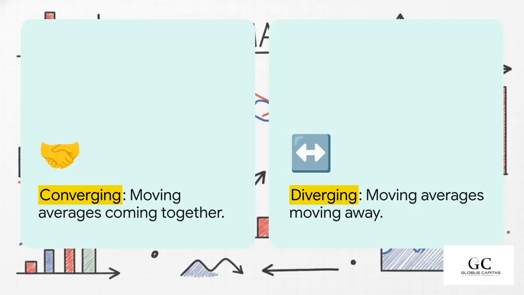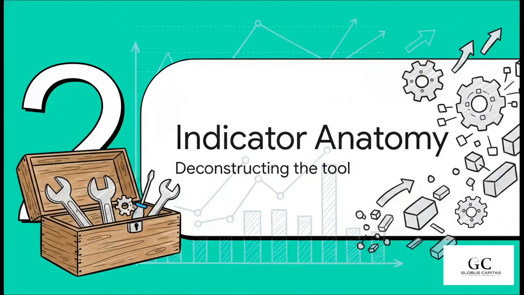To really get what this acronym means, you kind of have to visualize the mechanics happening on the chart. It's all about the relationship dynamics between moving averages. When the lines are coming together, they're converging. When they're pulling apart, they're diverging. That push and pull, that coming together and splitting apart, is literally the engine that drives all the data this indicator spits out.